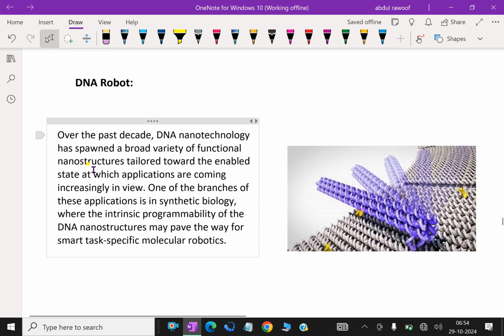Now, DNA robot. Over the past decade, DNA nanotechnology has spawned a broad variety of functional nanostructures tailored towards applications, which are coming increasingly in view. One of the branches of this application is in synthetic biology, where the intrinsic programmability of the DNA nanostructures may pave the way for smart task-specific molecular robotics.